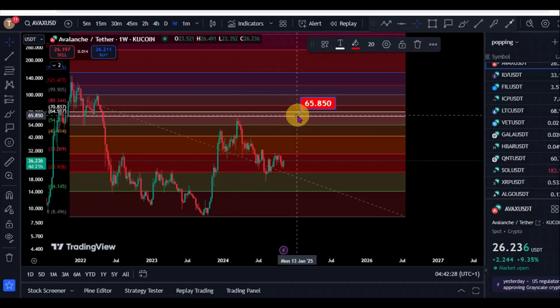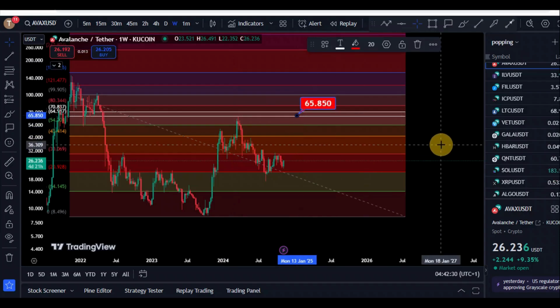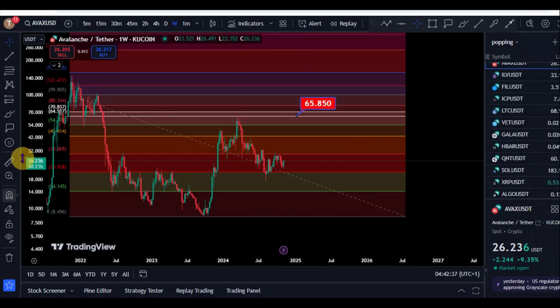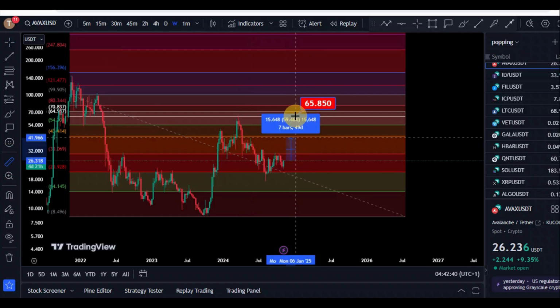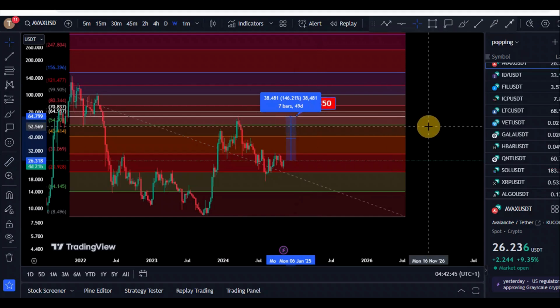We could see prices towards that $65 level right here for AVAX, right? So we could still see a $65 AVAX, which means we could see the price of AVAX push as high as 146% in November alone, right?